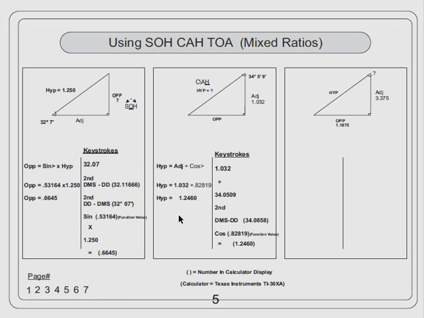And this is the math solution. The hypotenuse as an unknown value is equal to the adjacent divided by the cosine of the given angle. Down here, the hypotenuse is equal to the adjacent, which is 1.032, divided by the cosine of the given angle, and that's the cosine right there. And the final answer is 1.246, or 1 inch 246 thousandths, and 0 tenths. And again, these are the keystrokes.